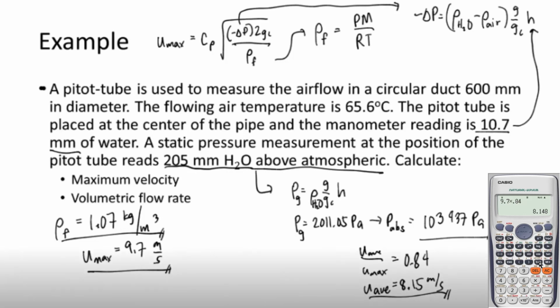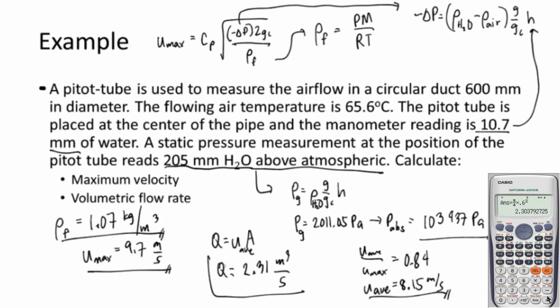Our volumetric flow rate is equal to, again, U times A. This is U average. Let us substitute everything we know. Our average velocity is 8.15 or 8.148 meters per second. We multiply this with pi over 4 times the diameter of the conduit, 600 millimeters or 0.6 meters, squared. We have the volumetric flow rate, 2.31 cubic meters per second of air. This is our final answer. Even though our governing equation is quite different, the solution is similar. We just have to consult a graph to convert from maximum velocity to average velocity.